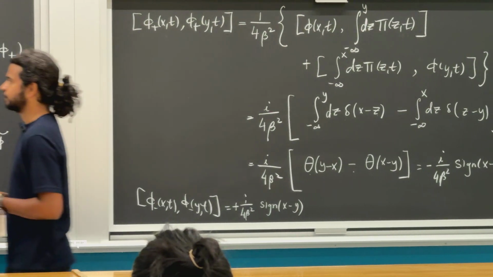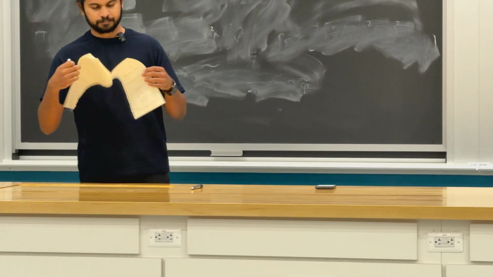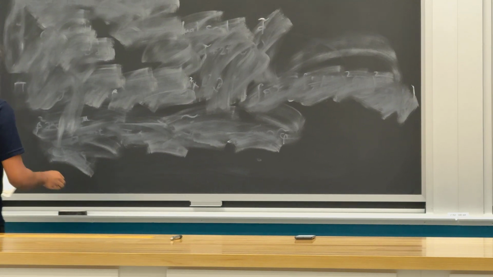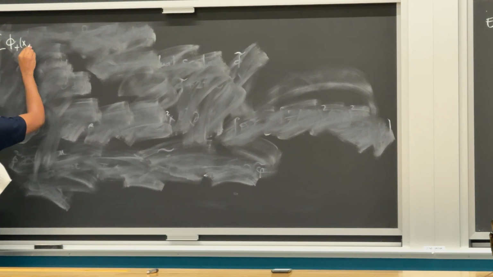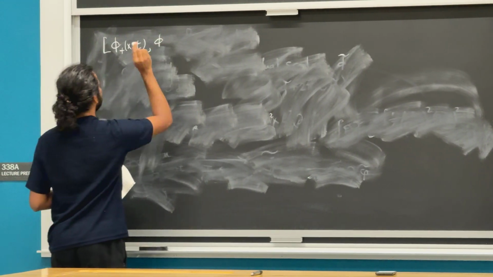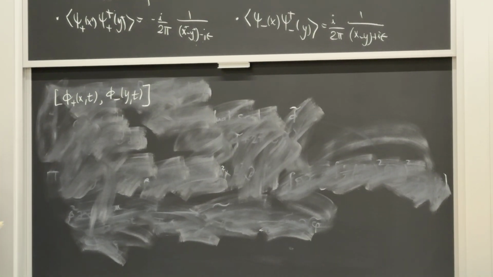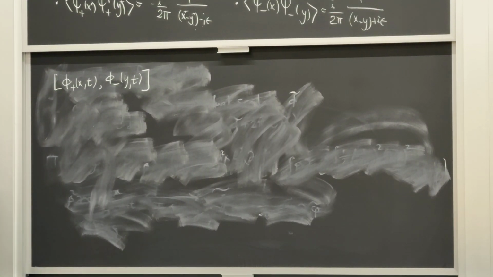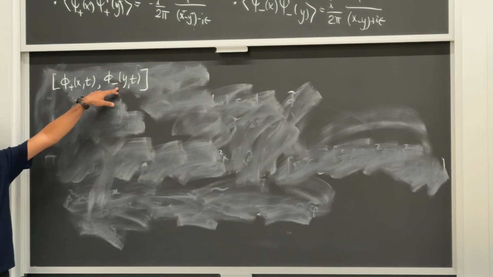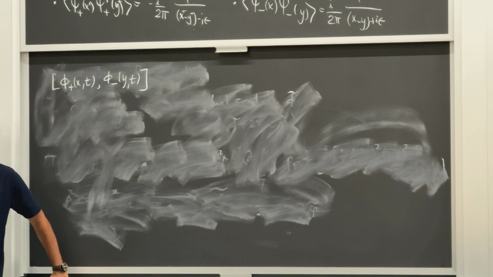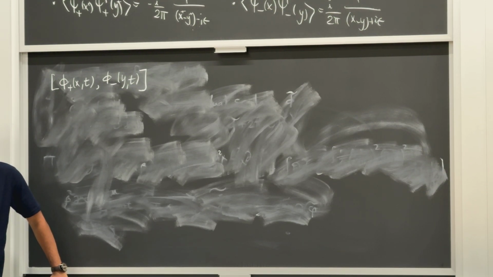Now let's do an interesting one. What about phi plus xt and phi minus yt? Any guesses? Remember that this is a left mover and this is a right mover. It's an almost good guess.